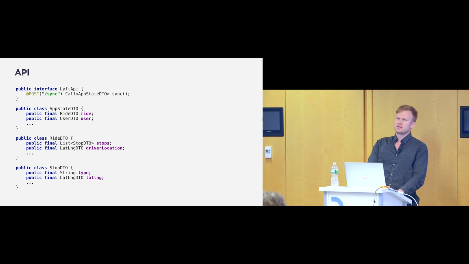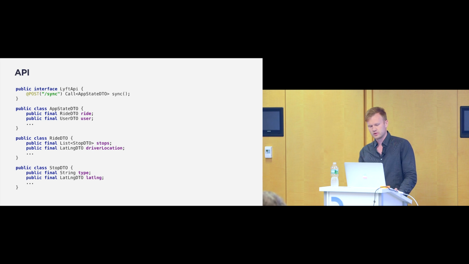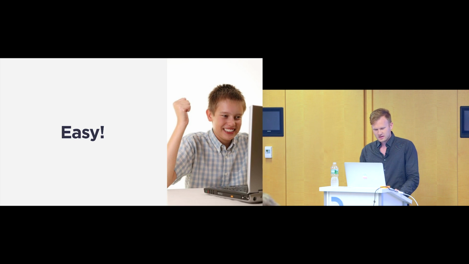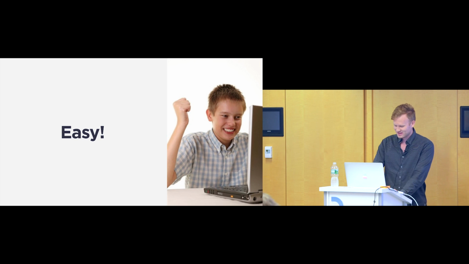Back in the day, the Lyft API looked something like this. It was a single app state object that included information about the user, ride, and a lot of other details. For our particular use case, we're only interested in the ride and its stops that include information about pickup and drop-off. So that all sounds easy.